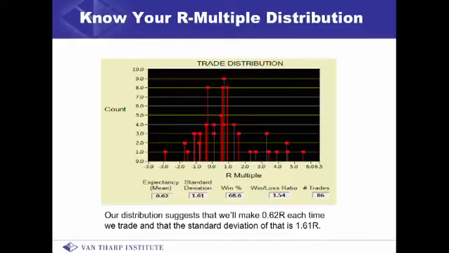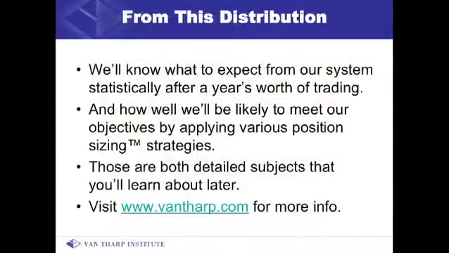So in this case, it looks like we'll make 0.62R each time we trade. It has a standard deviation of 1.61R. So we know what to expect from our system statistically after a year's worth of trading. So now you begin to know how likely you are to achieve your objectives by applying various position sizing strategies.